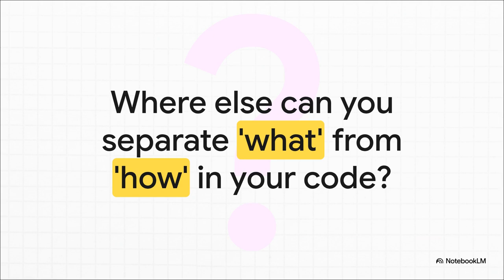So I'll leave you with this thought to chew on. The iterator pattern isn't really just about looping. It's a fantastic example of a much bigger, more powerful idea, separating the what you want to do from the how it actually gets done. So take a look at your own projects. Where else could you apply that principle to make your code cleaner, more flexible, and way more robust?